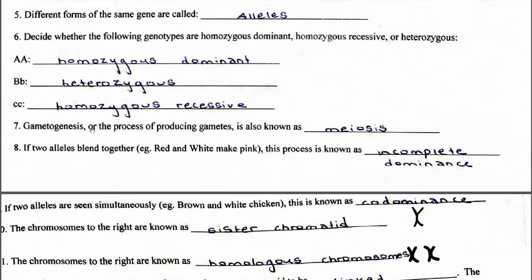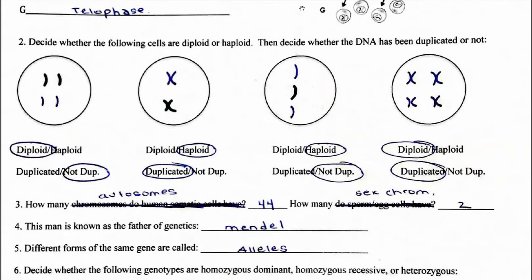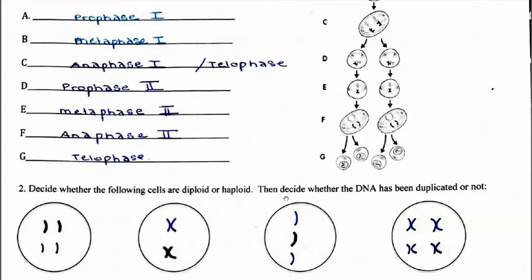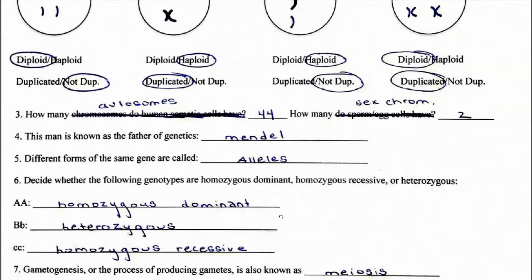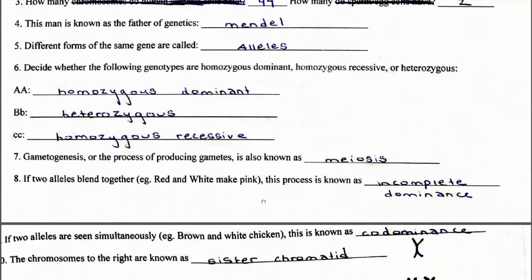In gametogenesis, or the process of producing gametes, the gametes are just eggs and sperm. This is also known as meiosis. So remember when I talked up here about the difference between meiosis and mitosis: in meiosis, we're making sperm and eggs. That's it. Haploid sperm, haploid egg. In mitosis, we're making identical copies.